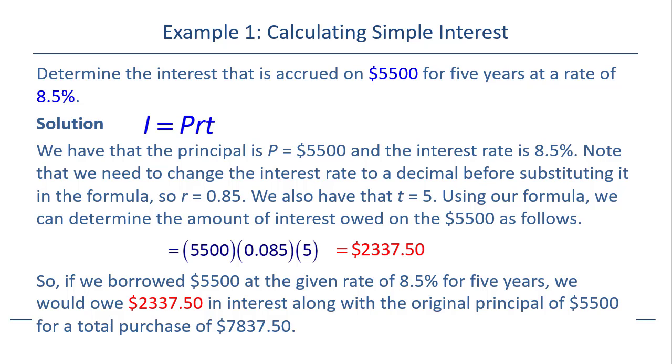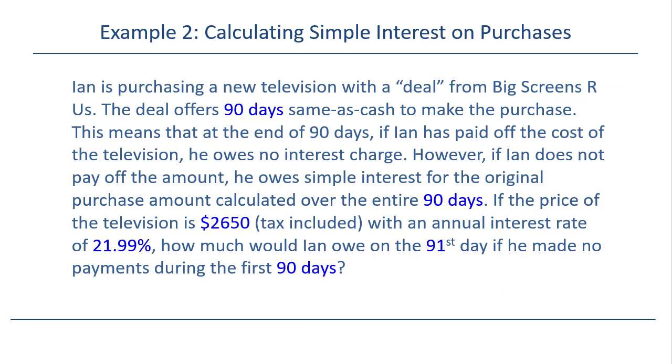Now, again, they don't normally do simple interest, but you can see that even at just 8.5% simple interest in 5 years, it's more than half of what you borrowed, right? You're basically paying back 50% extra. So interest can really add up a lot.